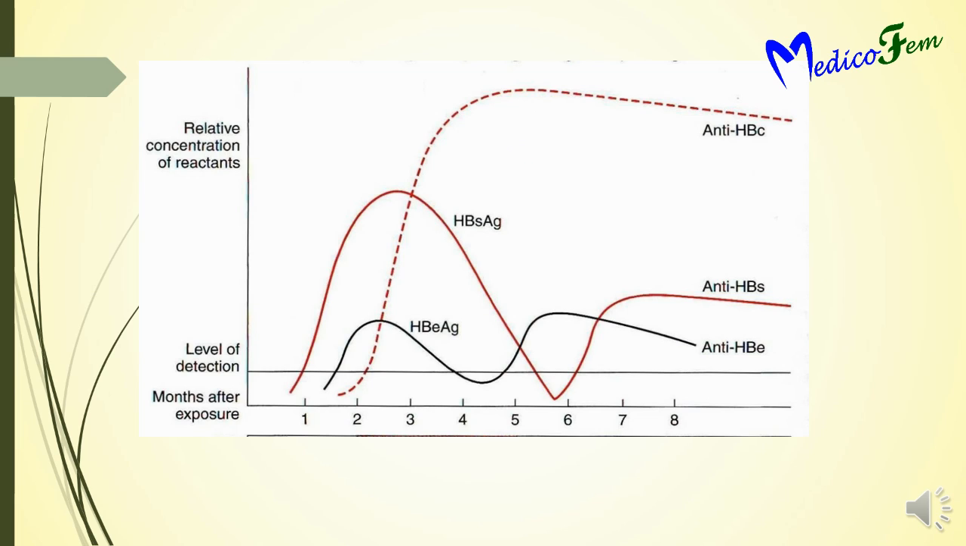This graph shows all serological markers together in one. The first antigen to appear is hepatitis B surface antigen, and the first antibody to appear is hepatitis B core antibody.